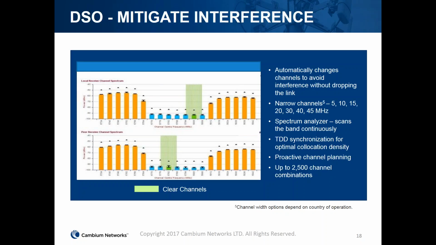So DSO mainly is a feature that the 670 has, which basically automatically changes the channel to avoid interference without dropping the link. So say you're on a particular band and then for some reason there is a lot of interference on that channel. What DSO helps the radio do is move the remote and the master nodes to a different channel, and then it continues to transmit without dropping the link itself.